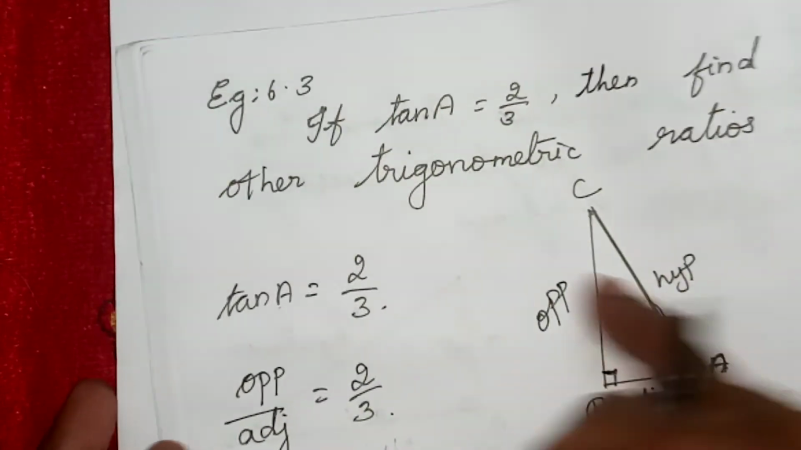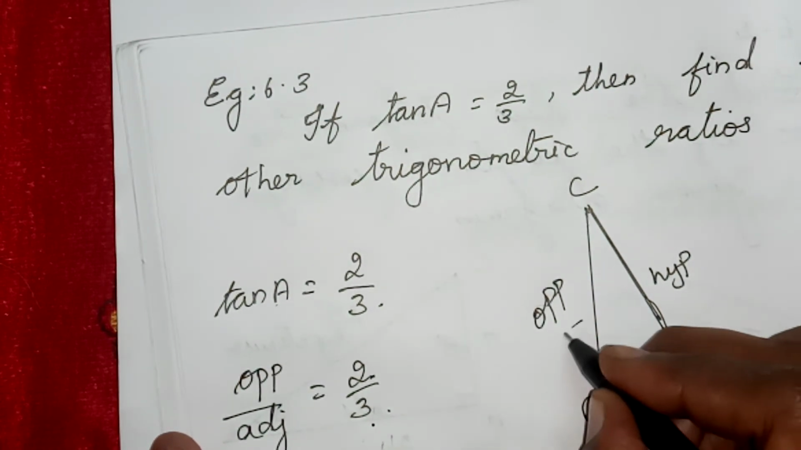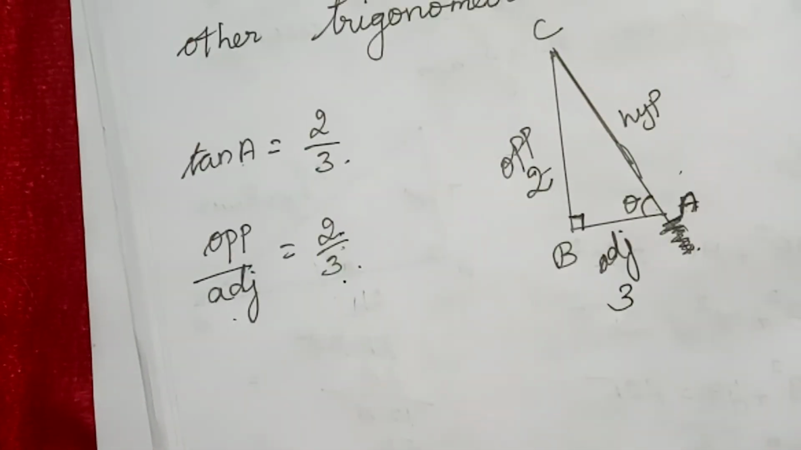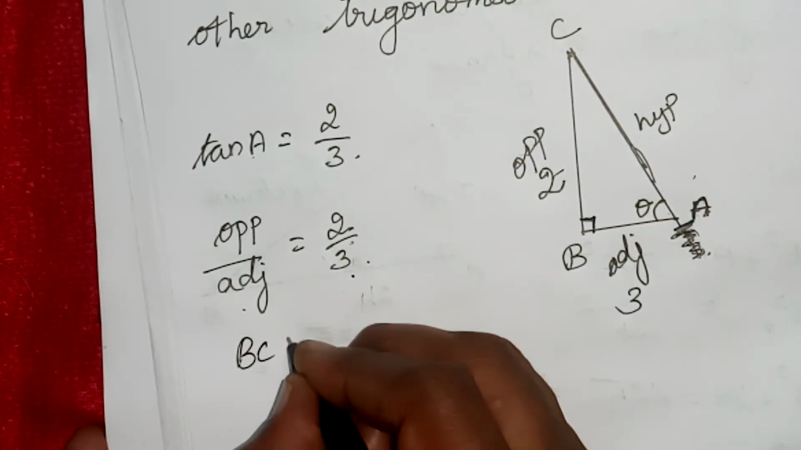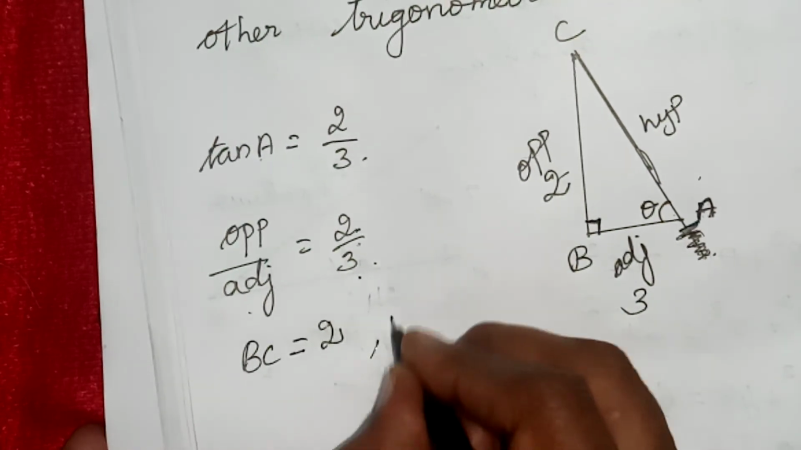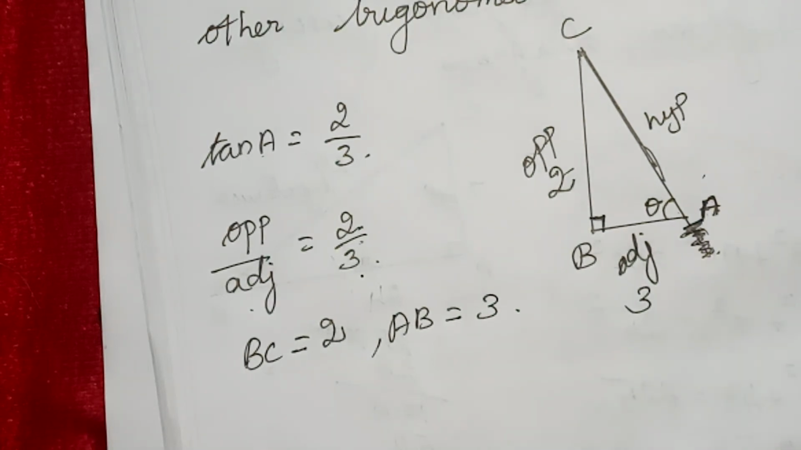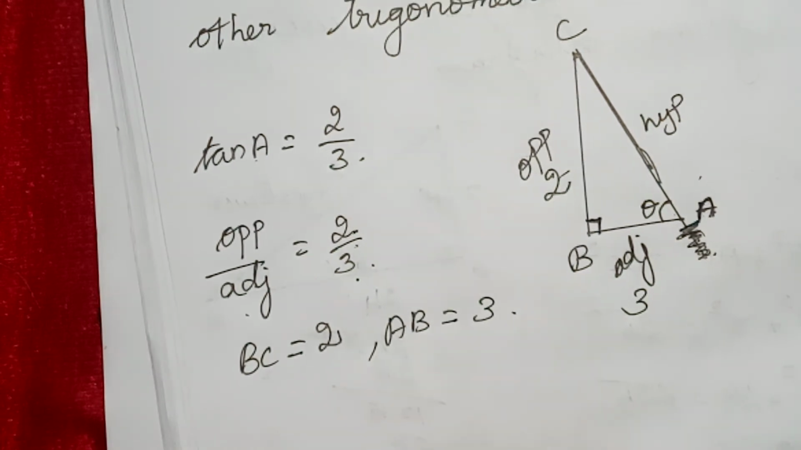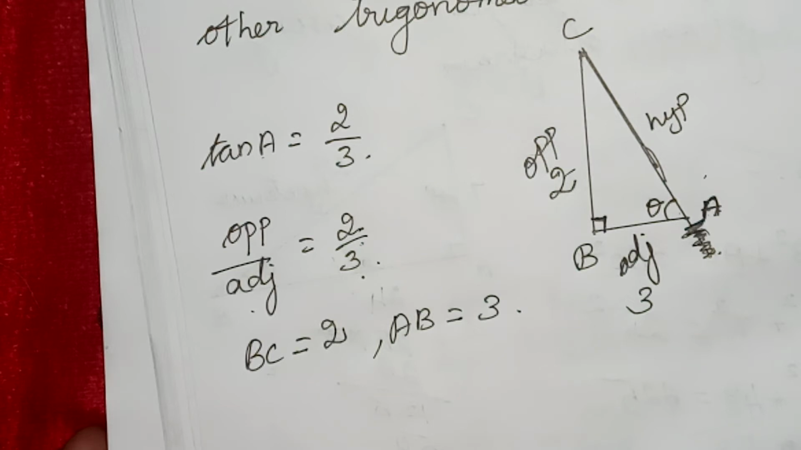Now, opposite side is 2, adjacent side is 3. So we can write BC is equal to 2, AB is equal to 3. Clear? Then by using Pythagoras theorem, you have to find out AC.